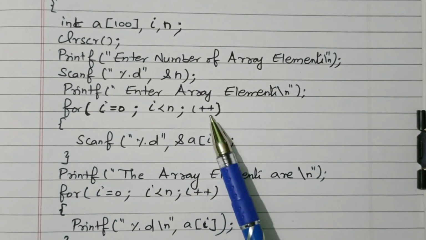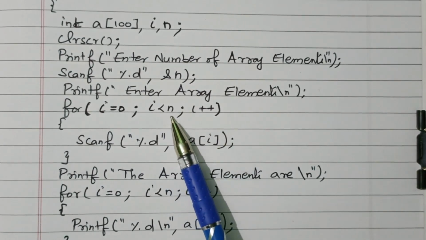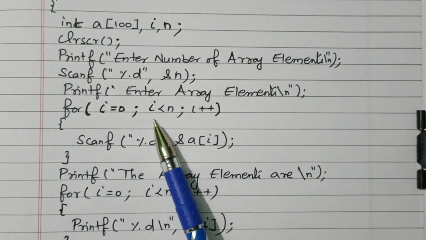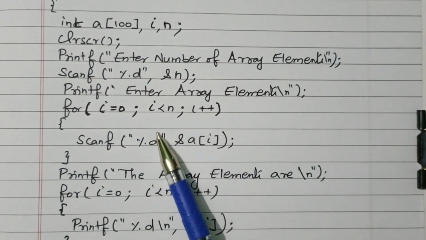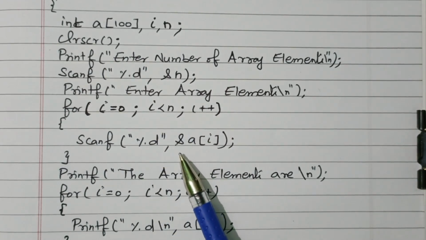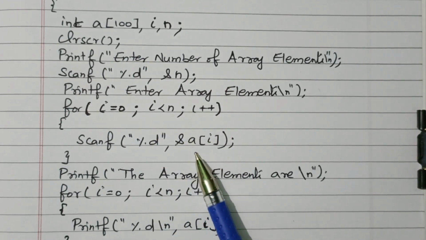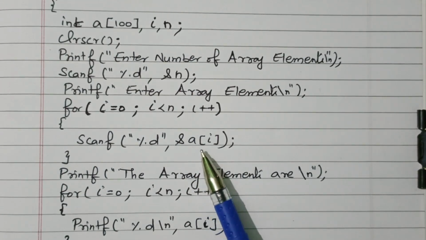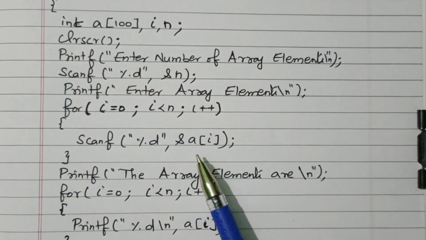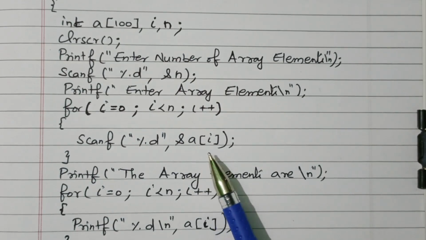While going to a[5], this condition is wrong, as we assume that n is 5. So the loop is terminated, and this loop will be executed 5 times. So the user will enter 5 elements that are stored in the corresponding locations, starting from a[0] to a[4]. Now we have all 5 elements stored from a[0] to a[4].